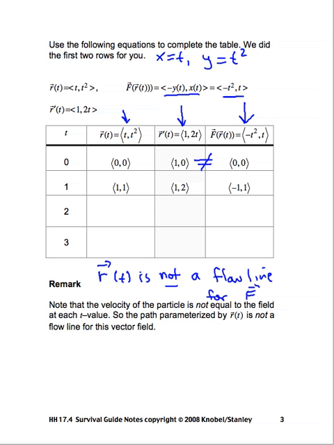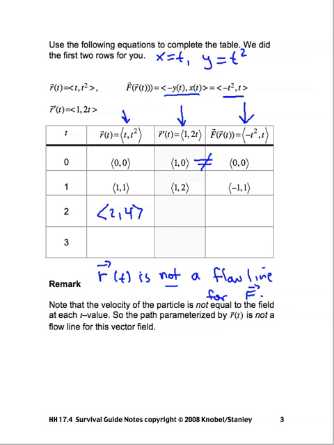This vector field f. So if you can find just one point where the velocity vector is different from the vector in the field, along your path r of t, you're done. So we can fill up the rest of the table here. With t equals 2, you get 2 comma 4. So that's the point along the path when t equals 2.